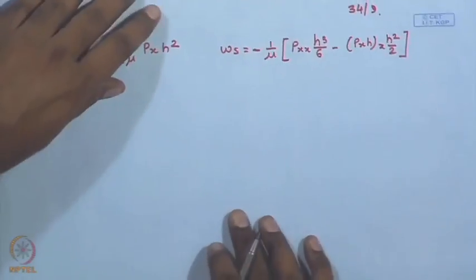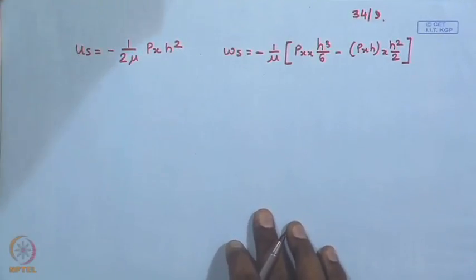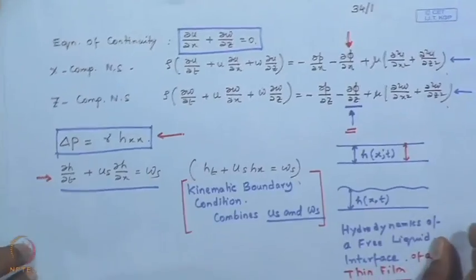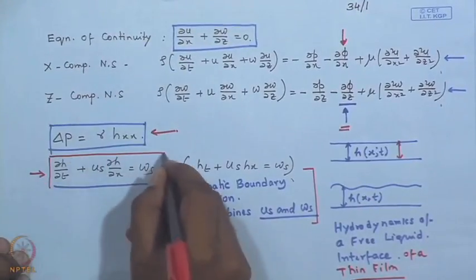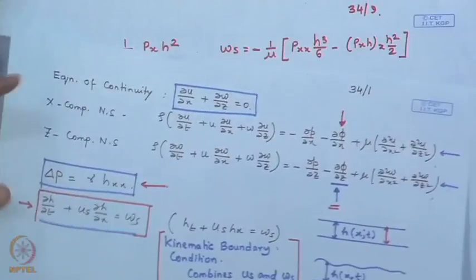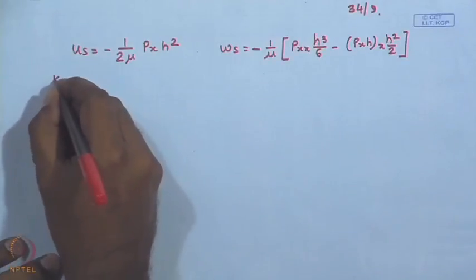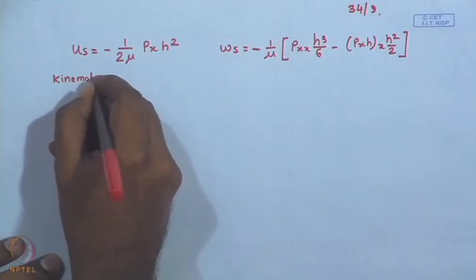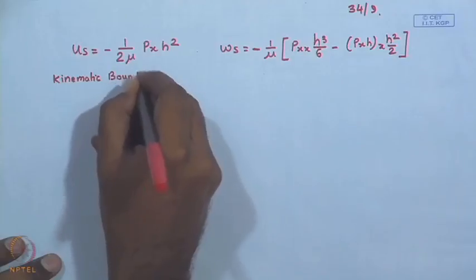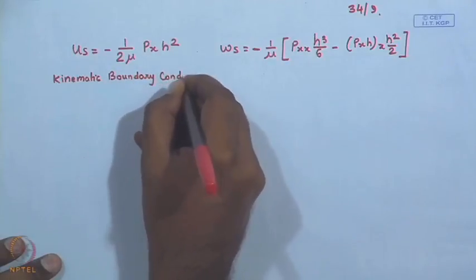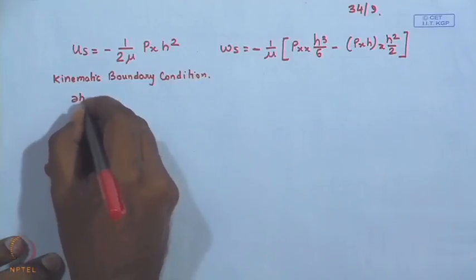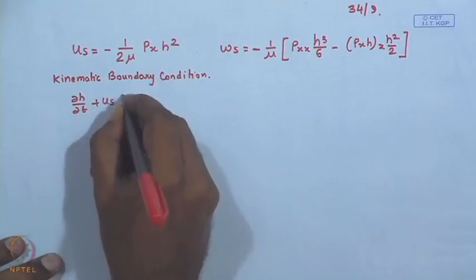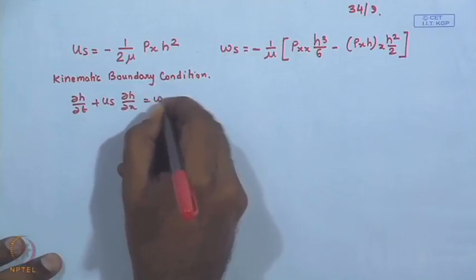Okay. So, once we have these two expressions in hand, we can now invoke the kinematic boundary condition, which has this form, which is here, and which gives ∂h/∂t + us ∂h/∂x = ws.